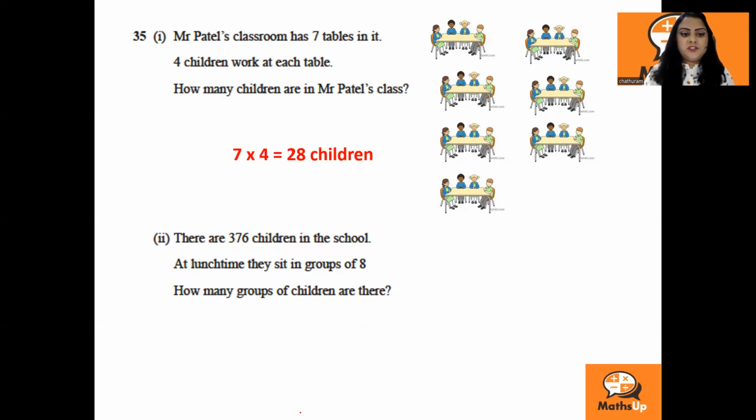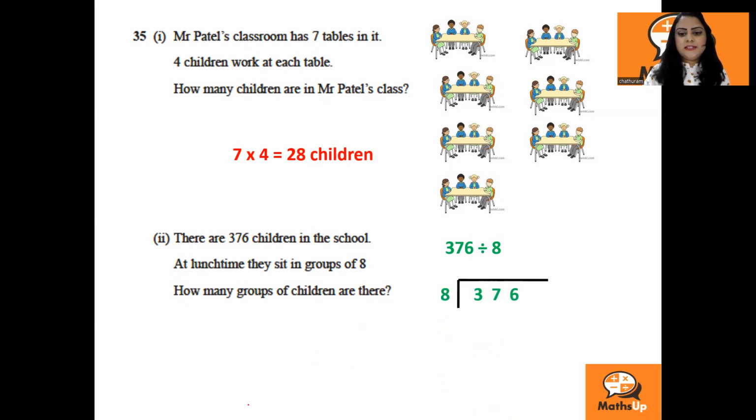Then second question. There are 376 children in the school. At lunchtime, they sit in groups of 8. How many groups of children are there? So if you take the school, there are 376 children. So at the lunchtime, they sit in groups of 8. So you have to calculate how many groups are there. For that, you have to divide 376 by 8. So we will do long division.